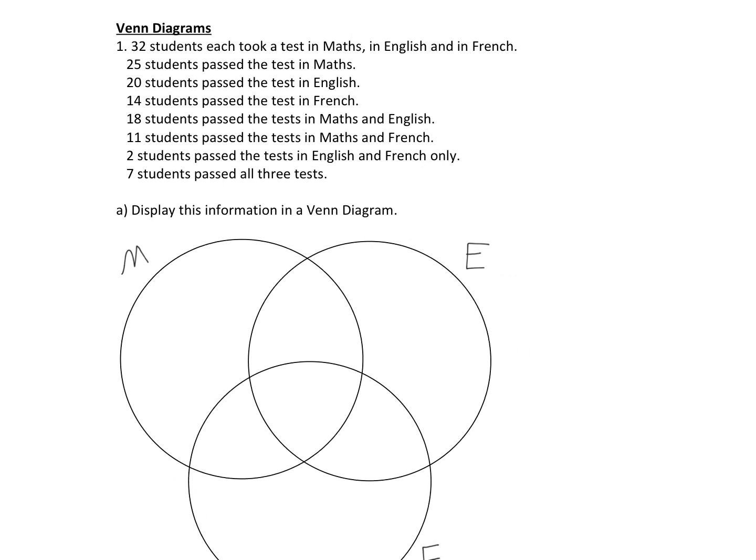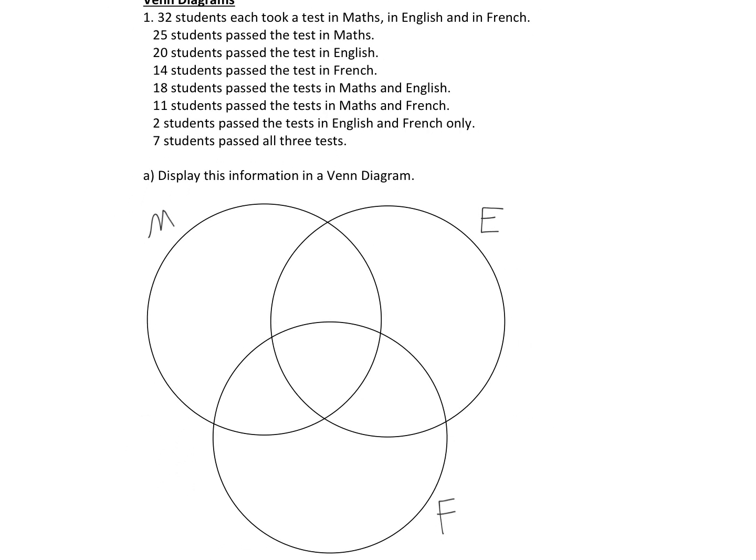Quite often, not always, working backwards is how we would approach this question. We know that 7 students passed all 3, and all 3 is the middle. 2 students passed the tests in English and French only. So they're not allowed to be in the maths one. They didn't pass maths. So English and French is here. 2 students passed English and French only, which means they didn't pass the maths, so they're over here.